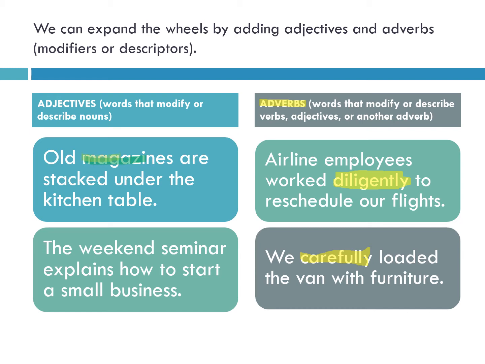That word was magazines. So magazines is the noun, and old magazines, old is the adjective. So again, you don't need the word old. Magazines are stacked under the kitchen table, or even magazines are stacked under the table, because kitchen is another adjective describing table.